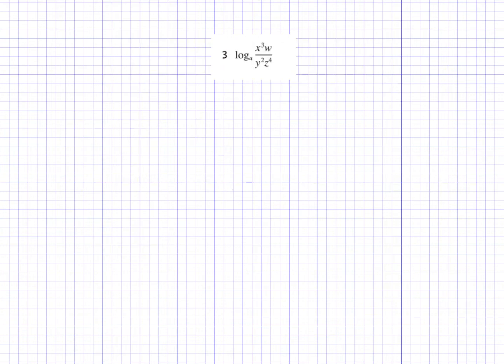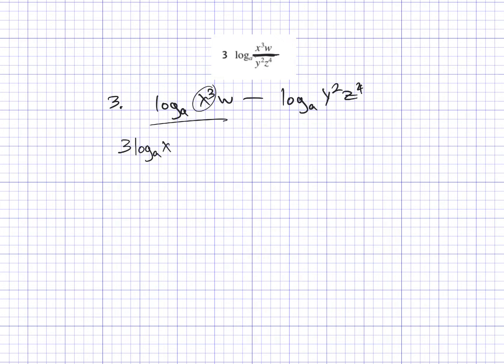Okay, so we've got a bunch of stuff here. So let's just start and do a bunch of different things. Let's put log of a of x cubed times w, okay, minus log of a of y squared z to the 4th. So the division means, or the fraction means, subtraction. Okay, so now we expand the first part here. We have an x cubed, so that's going to be 3 log base a of x, and the multiplication means plus log base a of w.